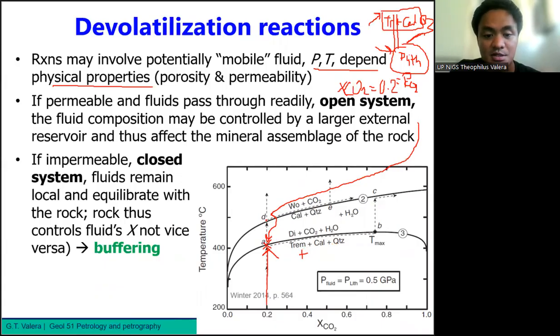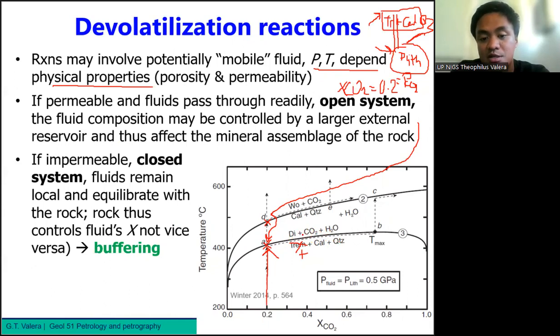So every time it encounters these curves, it acts as an invariant point, so before the reaction can proceed, tremolite, calcite, and quartz must be consumed completely, or at least one of the phases must be completely consumed before it can move forward again. Okay? And so from here, for example, quartz is lost, okay, tremolite rather. Tremolite is lost. So once tremolite is lost, you now have diopside plus calcite plus carbon dioxide and water.